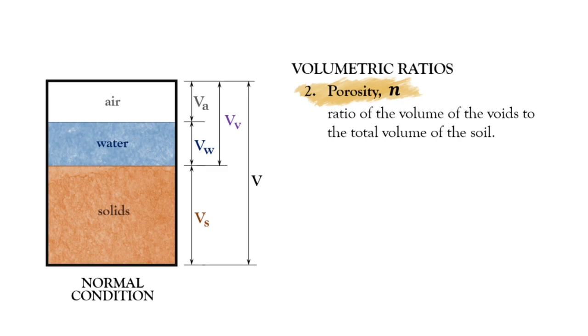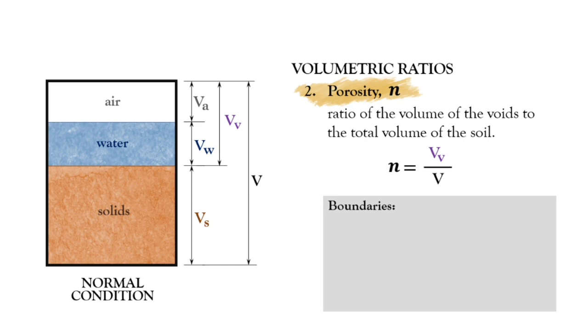Kasi yung void ratio natin is volume of the voids to the volume of the soil solids. Sa porosity, volume of the voids to the total volume of the soil. So by expression, that is N is equals to VV all over V. So simple lang din naman to dahil ratio lang ulit ng mga volumes. Pero syempre, tingnan natin kung hanggang saan lang ba yung range ng value para sa porosity.